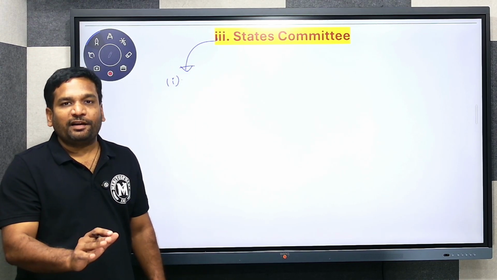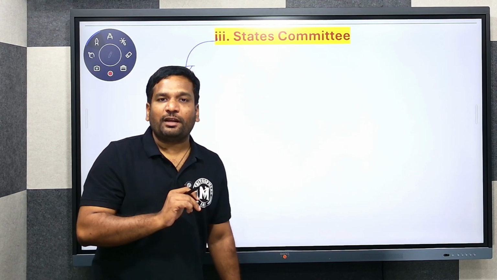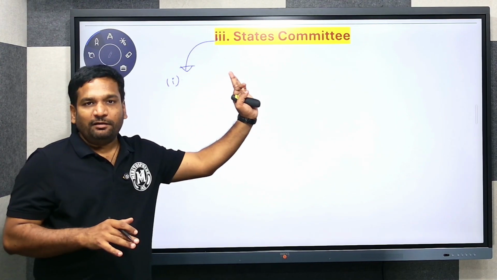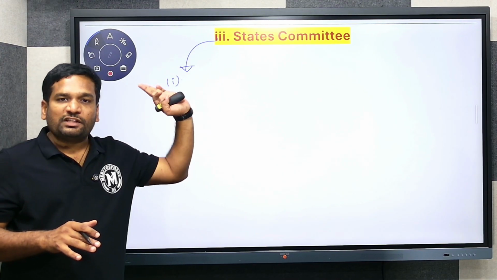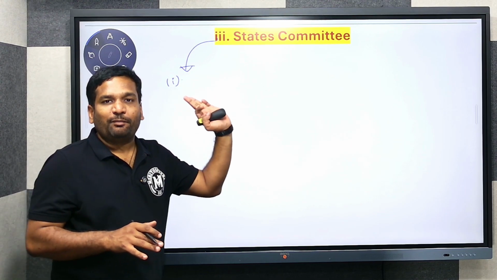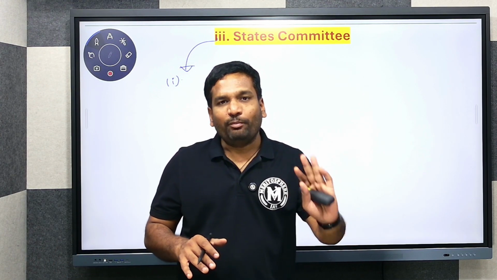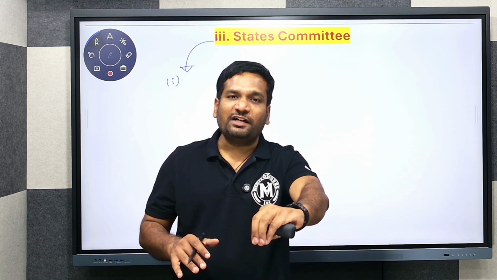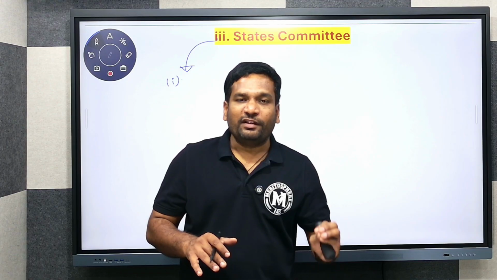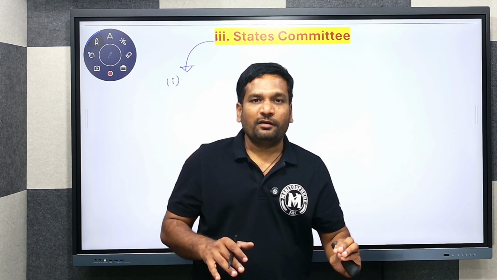By sending their representatives to the Constituent Assembly, that particular Indian princely state will become a part of the constitution making, right? So the task was given to the States Committee under the leadership of Jawaharlal Nehru. This committee had to negotiate with the Indian princely states and make sure that they send their representatives to the Constituent Assembly. With this, the Indian princely states will be part and parcel of the constitution making.